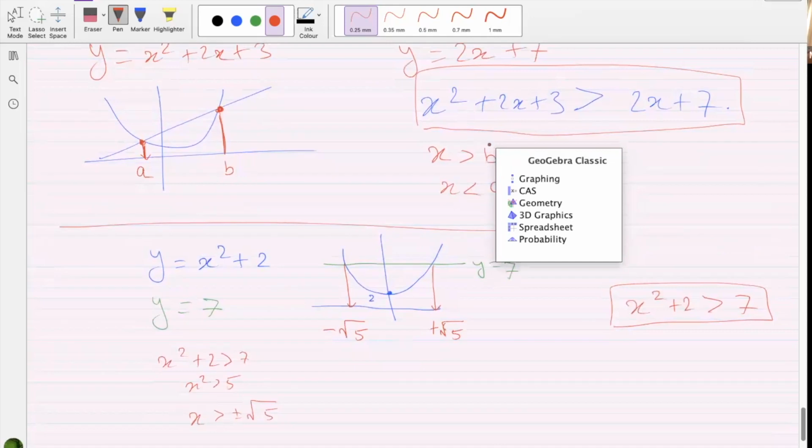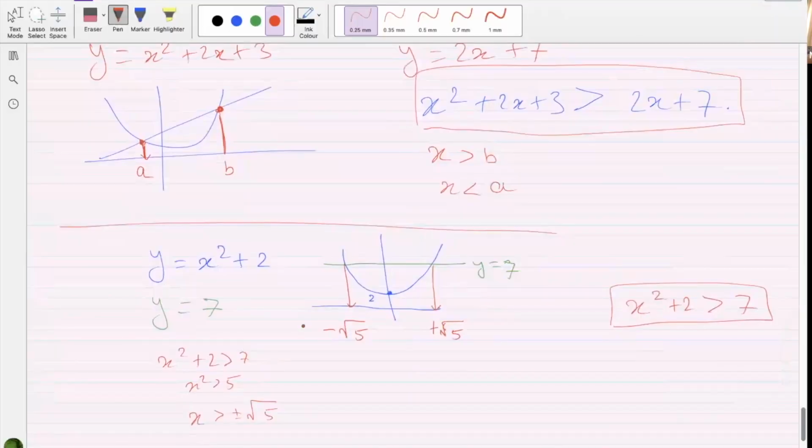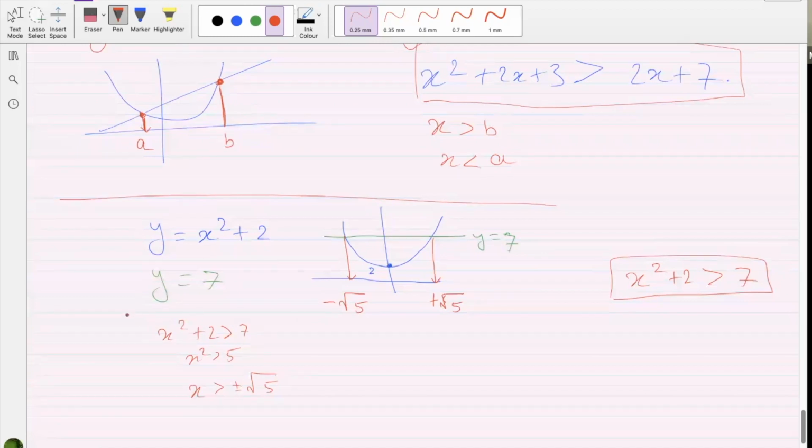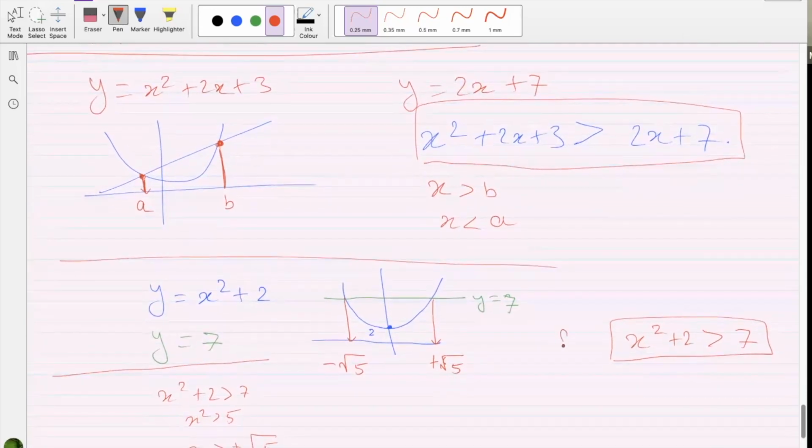If y equals 7, shouldn't x squared plus 2 also equal 7? So why is it greater than 7? There are two differences. One, if it is equal, then these are just the equations. When it is greater than or less than, this is the part we are concerned with in inequalities. Let me write it over here. The other case would be x squared plus 2 is less than 7. We will discuss these two one by one.